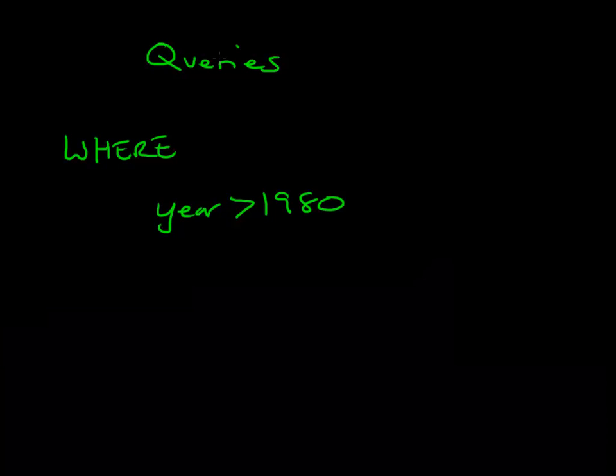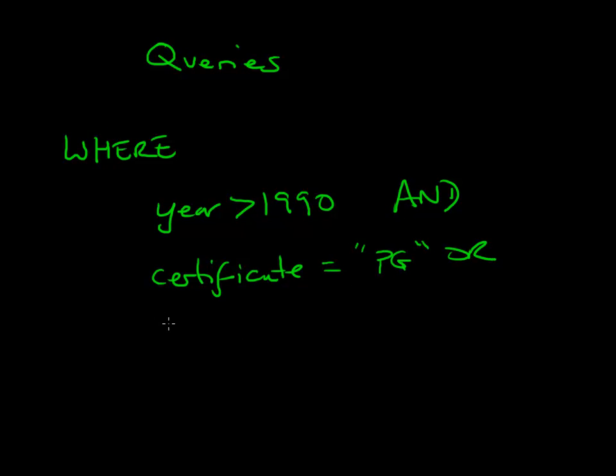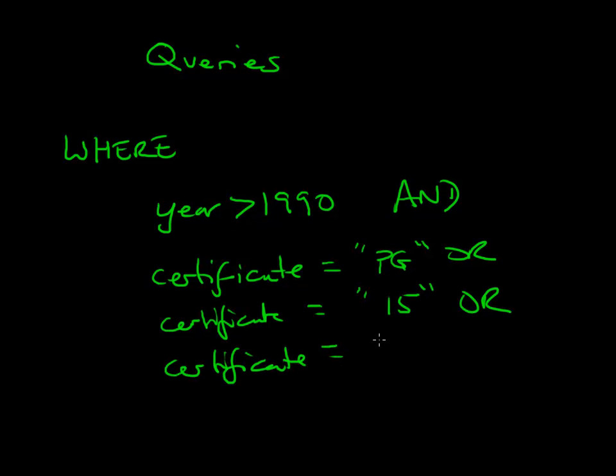We've gone greater than 1990, so let's just go back and change that. So greater than 1990 for the year. And we've said that the certificate is equal to, and the first one we had was a PG, or the certificate is equal to a 15, or the certificate is equal to an 18.